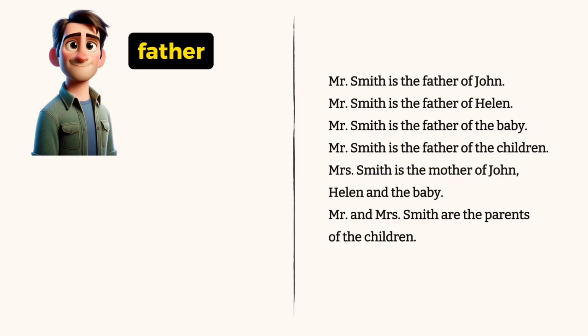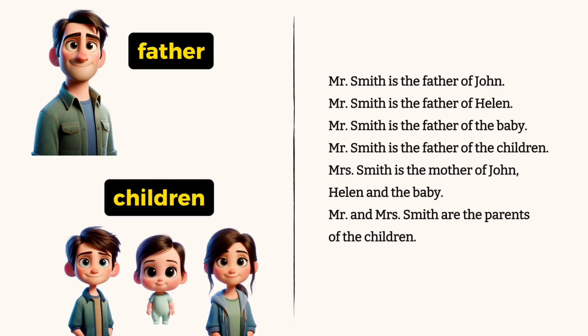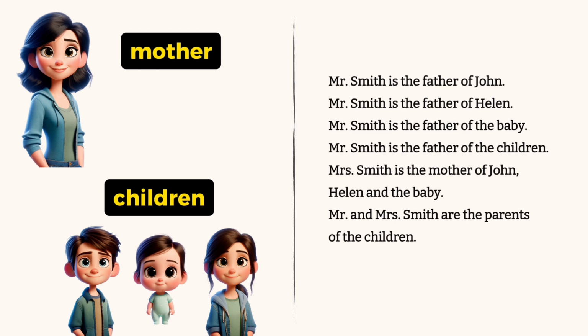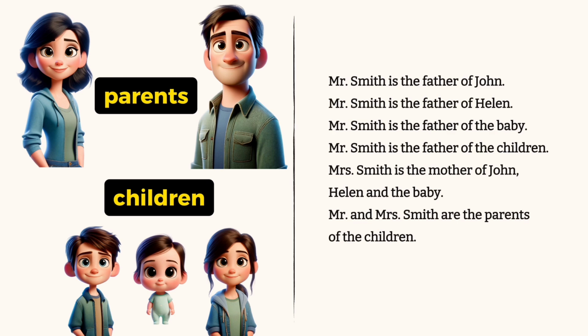Mr. Smith is the father of John. Mr. Smith is the father of Helen. Mr. Smith is the father of the baby. Mr. Smith is the father of the children. Mrs. Smith is the mother of John, Helen, and the baby. Mr. and Mrs. Smith are the parents of the children.